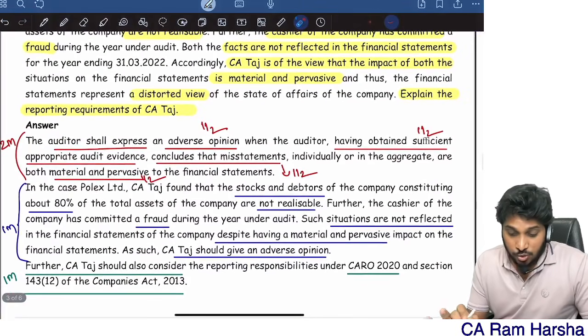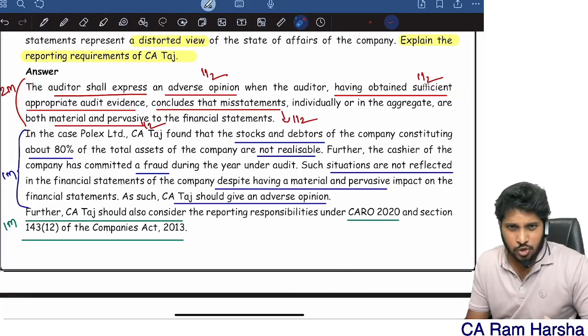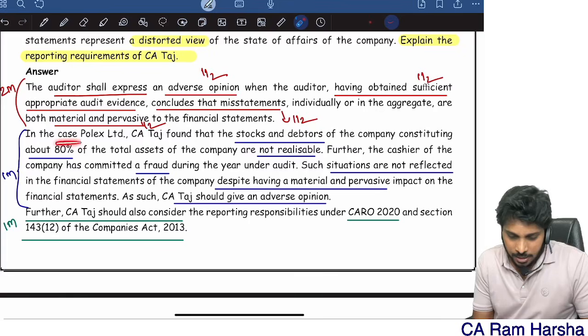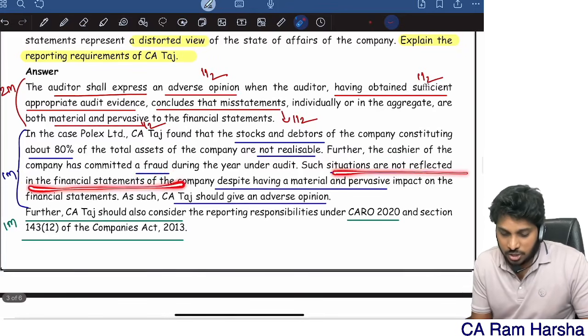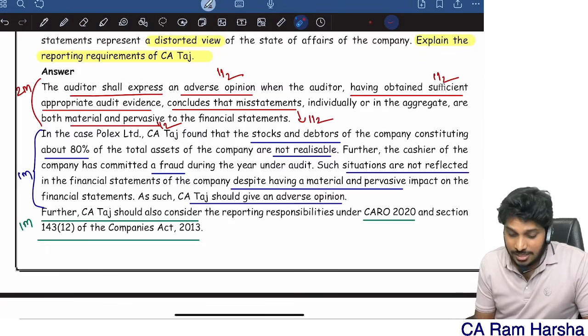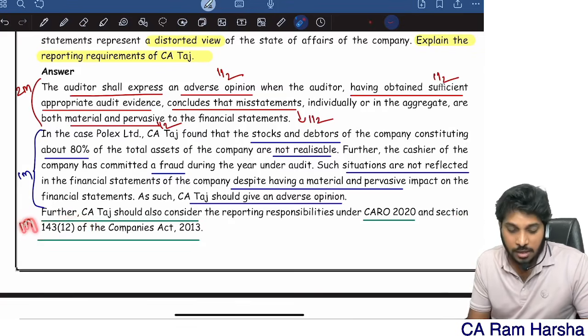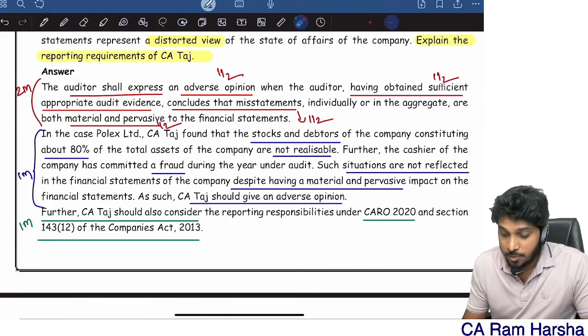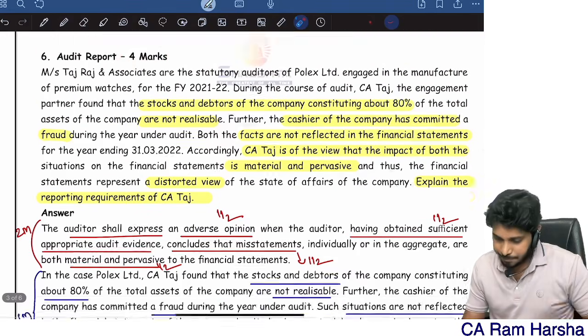Now the question is not over. Explain the reporting requirements of CA Taj. For the reporting requirement, we first gave the adverse opinion definition. In the given case, what happened? We need to link it. Stocks and debtors are 80%, which are not realizable. Further, fraud has been there. Both the situations are not reflected in the financials, even though they are material and pervasive. Therefore, he should give the adverse opinion. We already wrote adverse opinion; we are just linking with that. So only 1 mark. Further, here fraud is there, so it has to be reported in CARO. It also has to be reported to the central government under section 143 subsection 12, for that 1 mark. Pause the video and see whether these key points are there. Only then will you get 2 plus 1 plus 1, 4 out of 4 marks. Clear? Next.